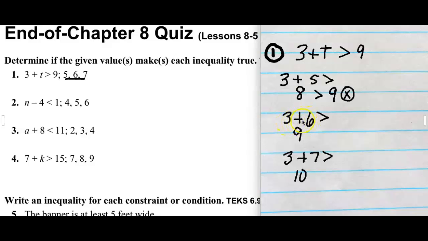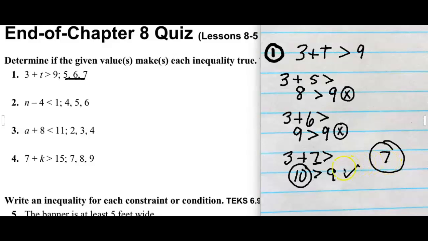So what about 3 plus 6? We just discovered that was 9. If I write 9 is greater than 9, is that a true inequality? No. And if I write 10 is greater than 9, is that a true inequality? Yes. So the answer to this is actually going to be the number 7. So on your paper at some point you need to circle the number 7. You could circle a lot of things. Don't go crazy with the circling. I just went crazy with the circling. But make sure it's clear which one of these that you know is the correct answer.